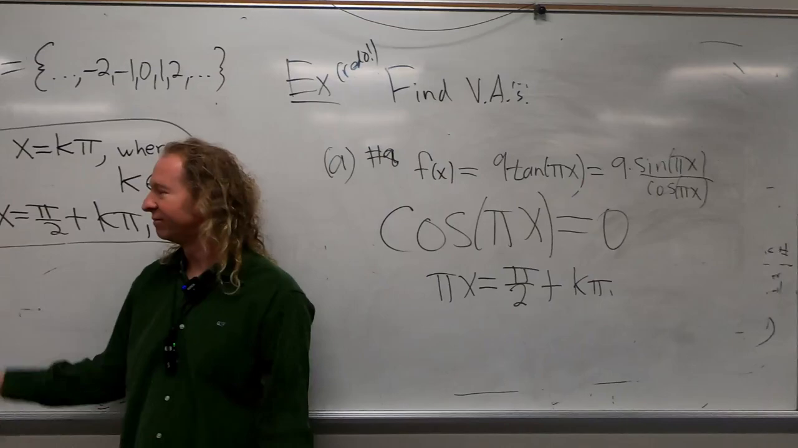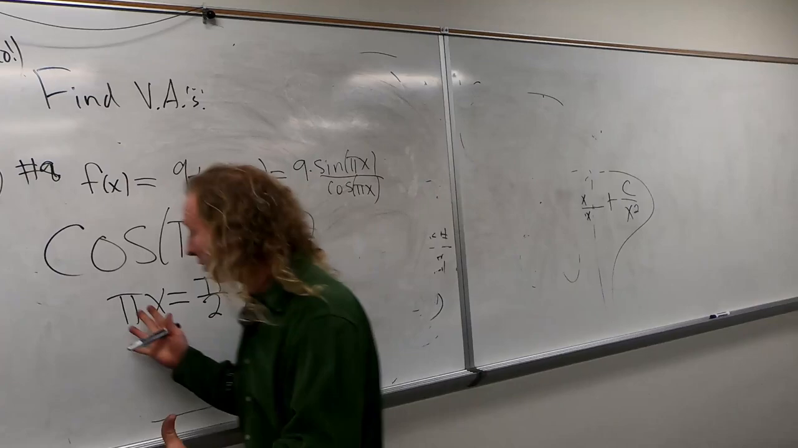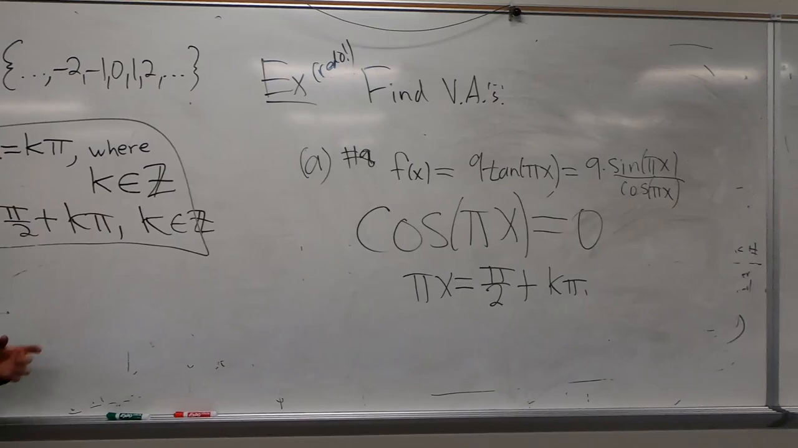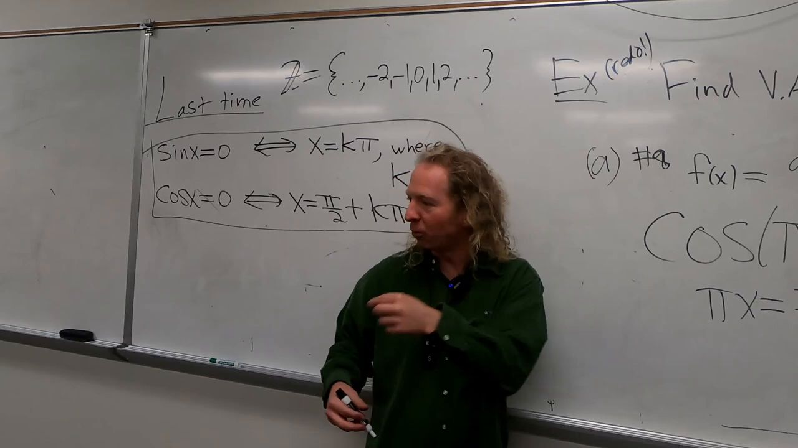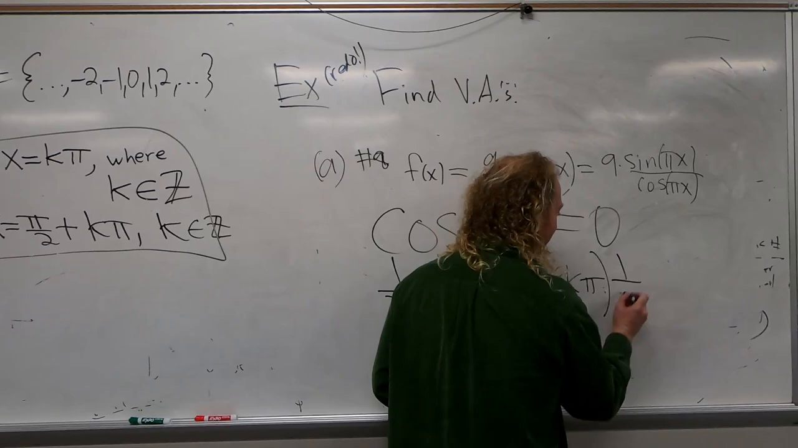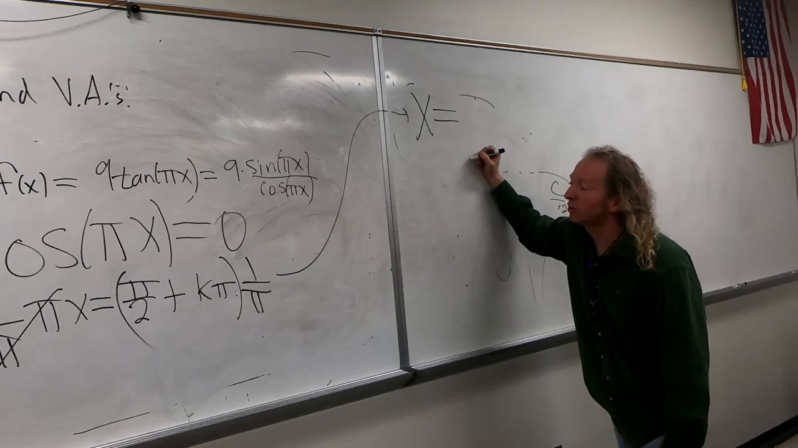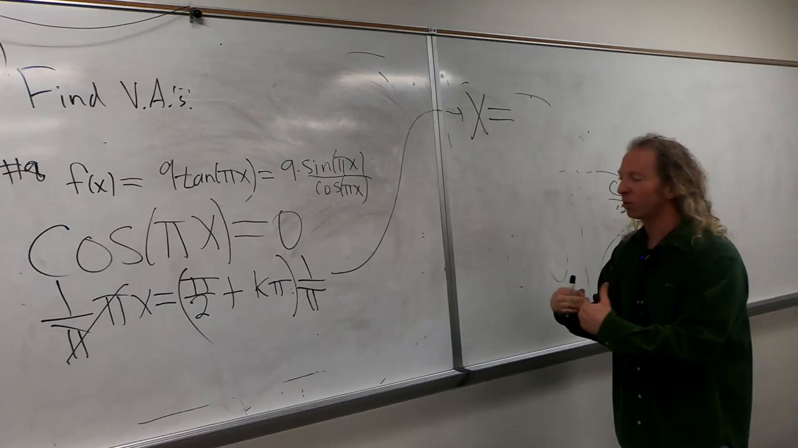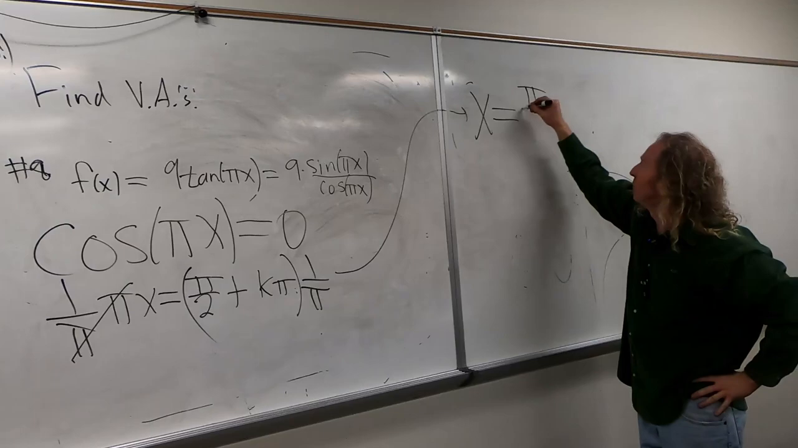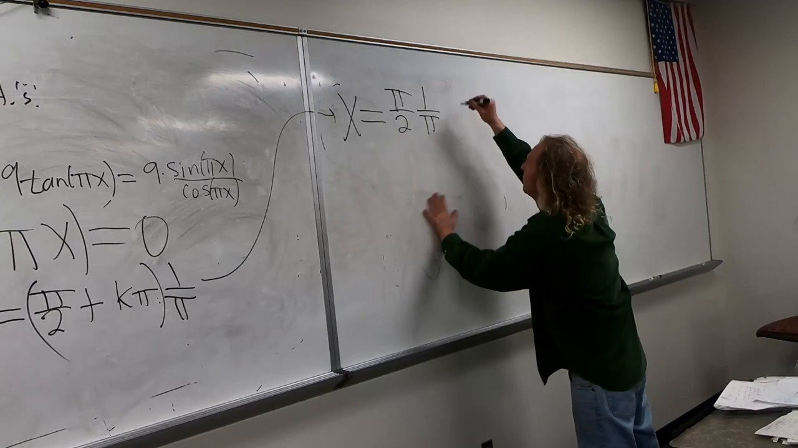How do we solve for x? What do we multiply by or divide by? Divided by pi. It might be easier to multiply by the reciprocal of pi, it's just a little bit easier to show the work. So I'm going to multiply by 1 over pi. So 1 over pi times 1 over pi. These cancel. So x equals, it's really important to write the x because it's a line, a vertical asymptote. I'm going to show every step. Pi over 2 times 1 over pi plus k pi times 1 over pi.